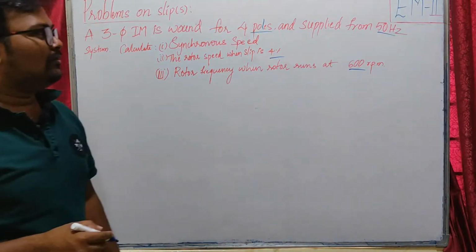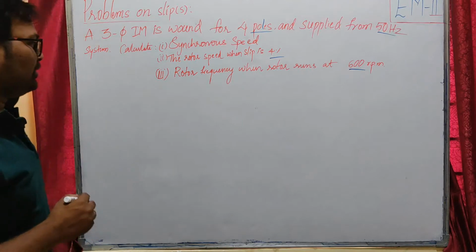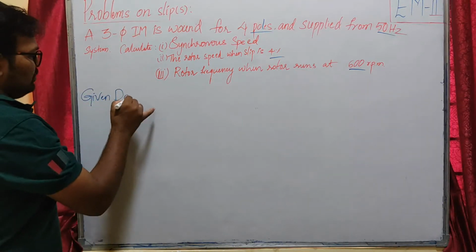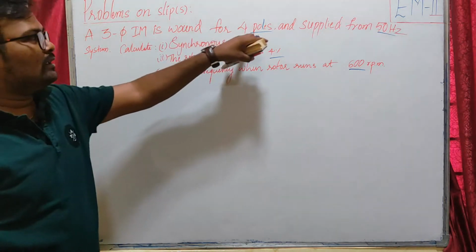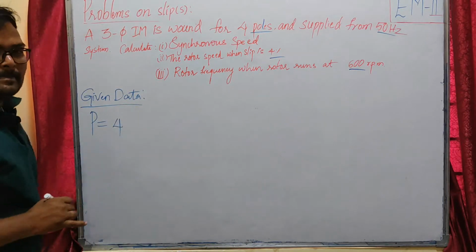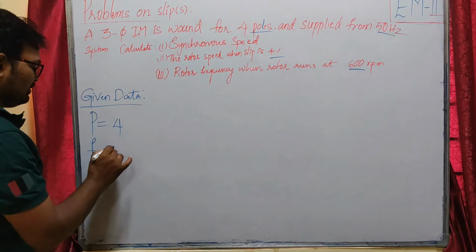First of all, whenever you are going to solve a problem, you must write down two things. First one is the given data. So what is the data given? A 3-phase induction motor is wound for 4 poles. That means the number of poles is 4, and the supply frequency is 50 Hz.